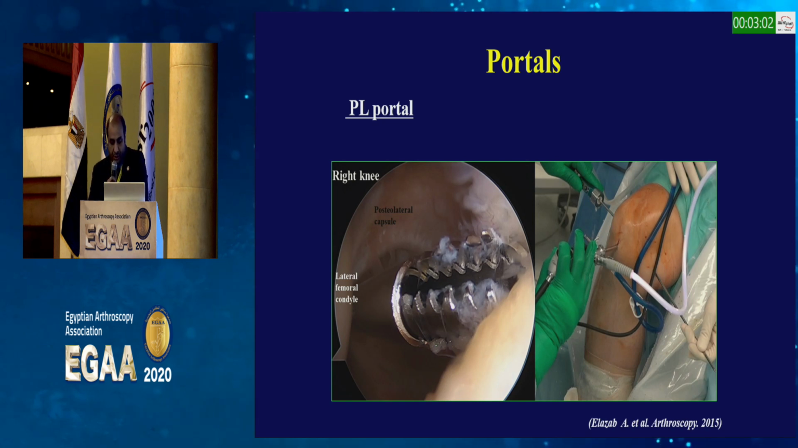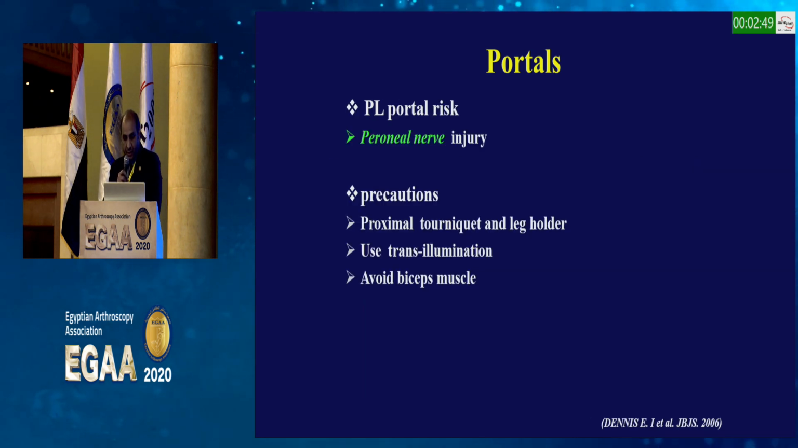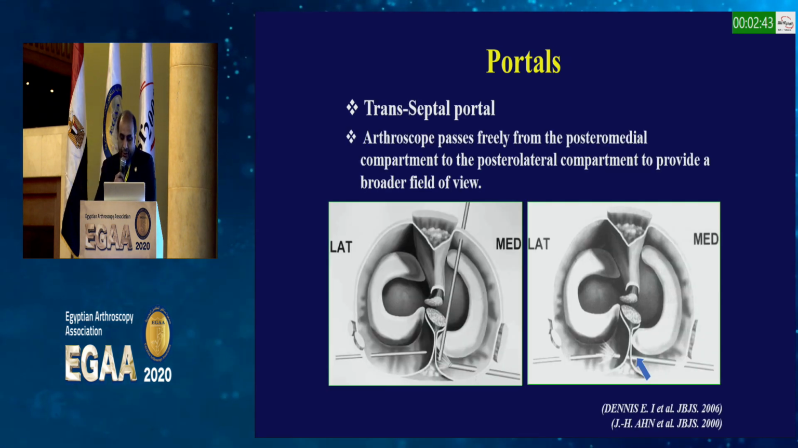The posterolateral portal is made also by the same technique. The arthroscope is introduced from the anteromedial portal, passing to the posterolateral compartment, and making the posterolateral portal. This is the precaution: you should stay away from the biceps muscle to avoid injury of the peroneal nerve.